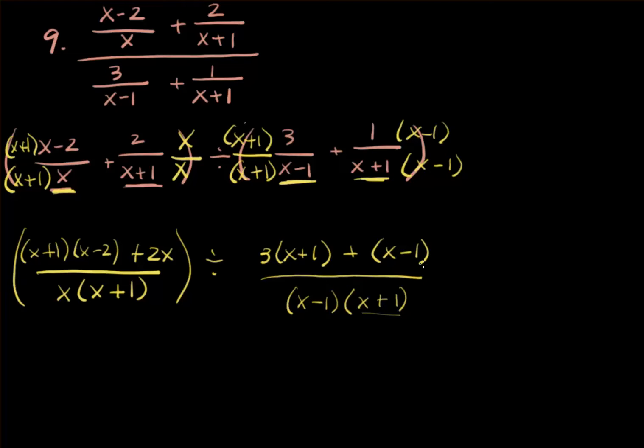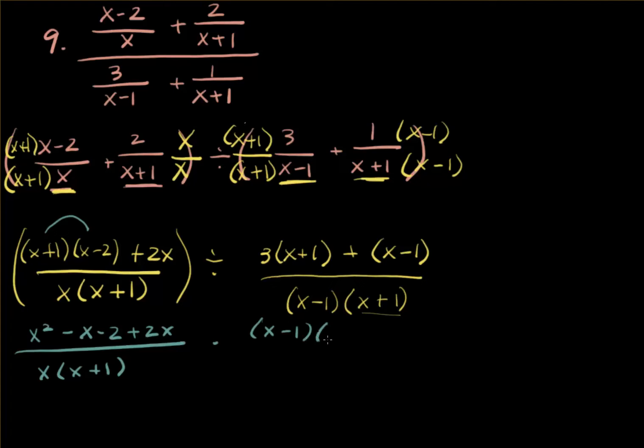Okay, let's go ahead and simplify the numerators. I'm going to go ahead and FOIL these two. I get x squared minus x minus 2 plus 2x over x times x plus 1. I'm going to go ahead and take the reciprocal. So I have x minus 1 and x plus 1. I'm going to go ahead and distribute this 3 in, so we get 3x plus 3 plus x minus 1.